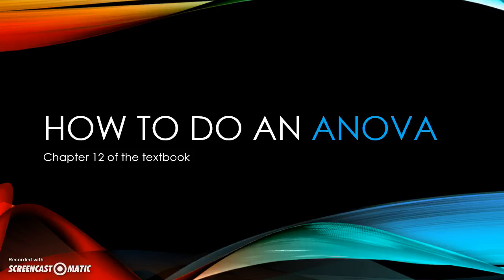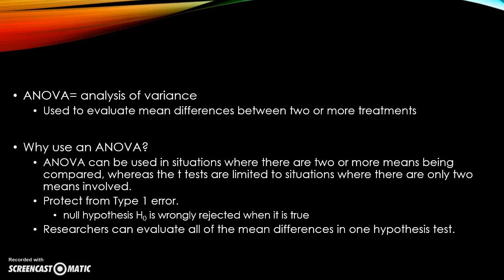Today I will be showing you how to do an ANOVA, which is from Chapter 12 of the textbook for Psych 241. ANOVA stands for Analysis of Variance. It is used to evaluate the mean differences between two or more treatments.